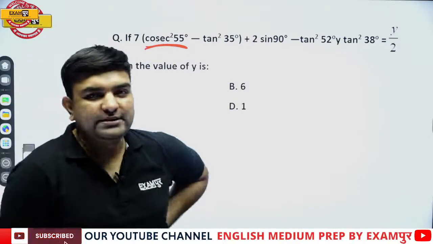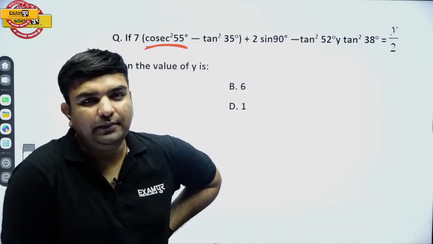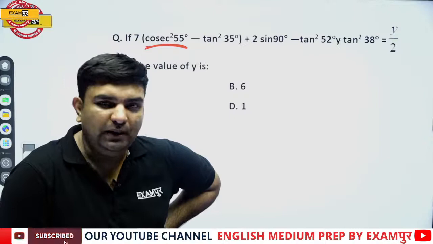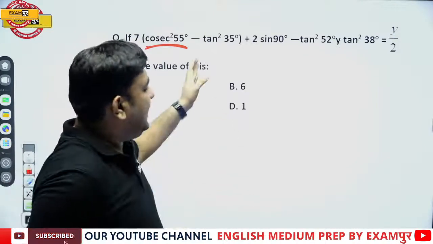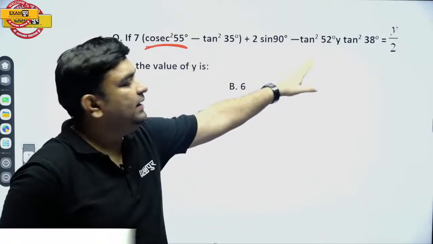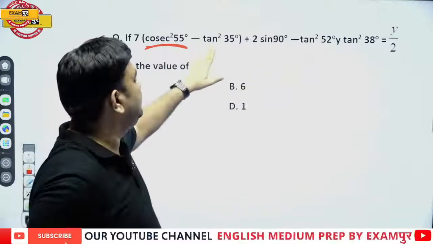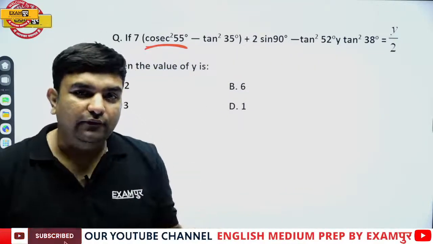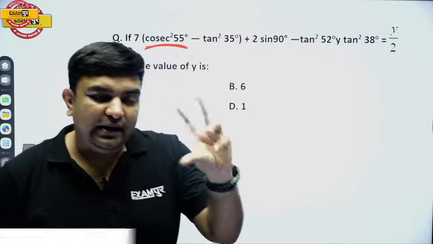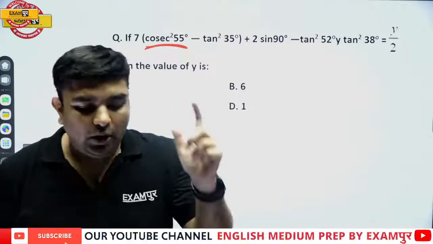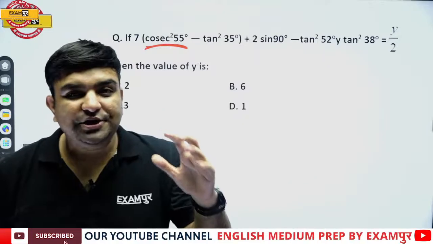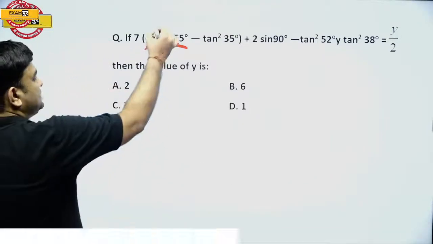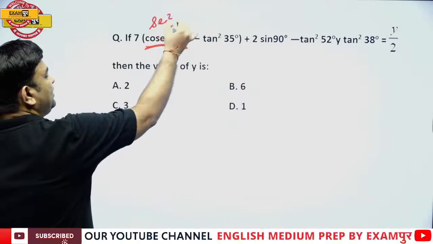Now, some of you might ask me, sir, how will this feeling of complementary conversion come? As we neither know the value of 38 nor the value of 52, neither the value of 35 nor the value of 55. So the only option left is making them the same, like writing their complementary pairs. So this feeling generates from here. So cosec 55 can be written as sec 35.